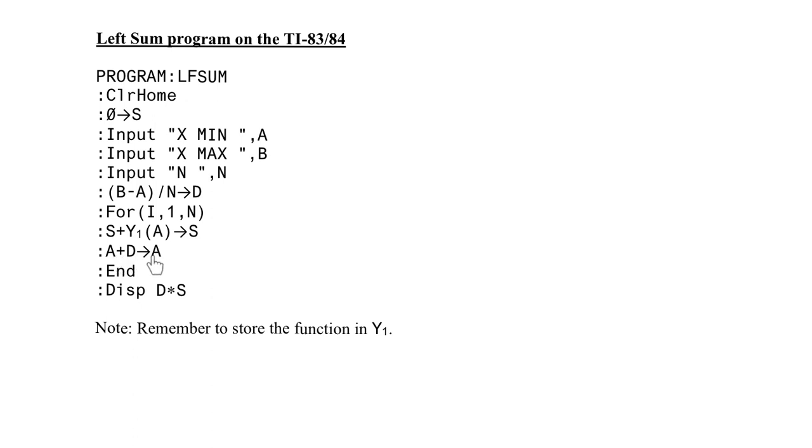So it's going to keep adding these together. Then it's going to advance to the next rectangle. We're going to add delta x to our starting point. And then the for loop will keep doing this until we get to the n that we want, then it will stop, and it's going to display d times s. Well, d is delta x, and s is the sum of all the heights of the rectangles. So when you multiply this together, you're going to get the same thing that we got, which is the approximation for the area under the curve.